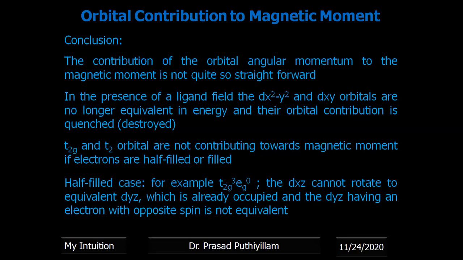So it can be explained like this also. We cannot rotate to the equivalent dyz. If it is in dxz, it cannot rotate to dyz, which is already occupied. And when we try to rotate, the spin is different. Spin is not equivalent.